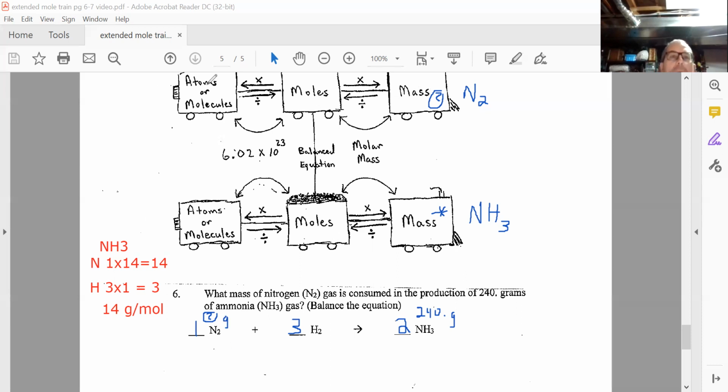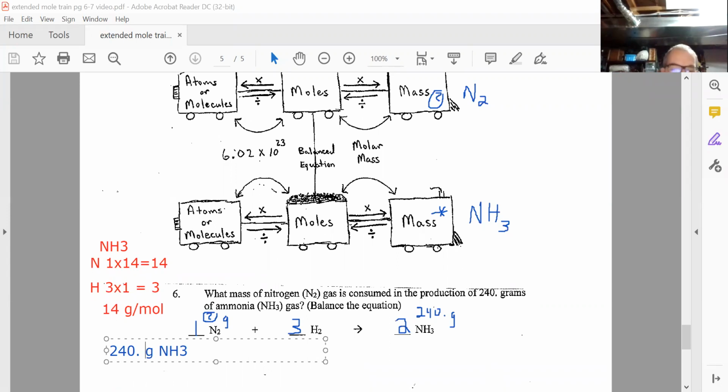So I write what I know to start out, and I might just do that right over here and say 240 point, and I'm going to say grams of NH3. Maybe I'll do that to save a little space. The reason I put a point there means it was 3 significant figures instead of 2. And we'll look at that when we get to our answer.